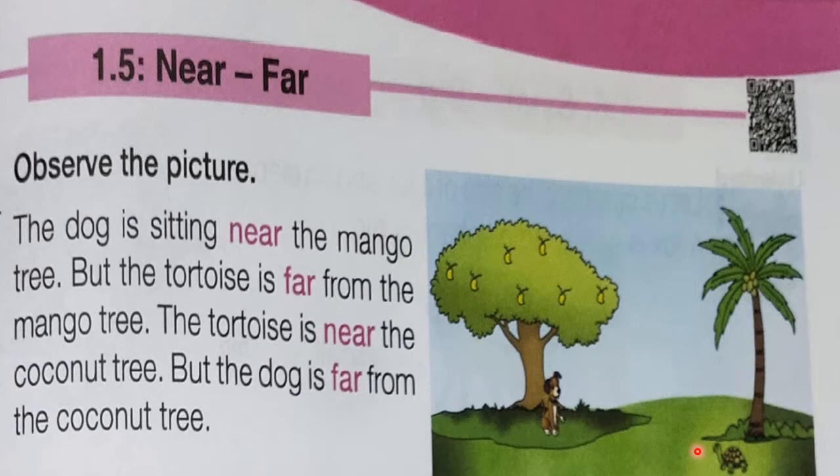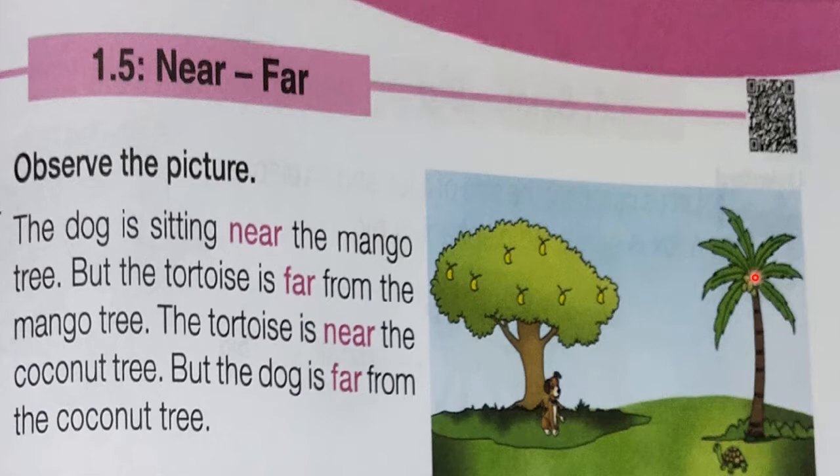Okay. The tortoise is near to the coconut tree. What is this? This is the coconut tree. Okay. This tortoise is near to the coconut tree. But the dog is far from the coconut tree. Which one? This dog. This dog is far from the coconut tree. Okay. Here is a distance between this and here. This is near to the mango tree and this is near to the coconut tree. Okay. This is a distance from here to here, which is near and which is far.